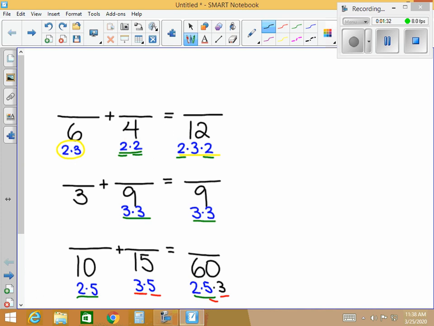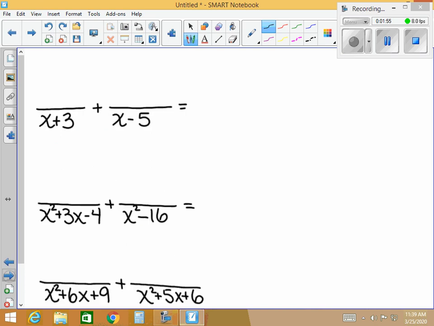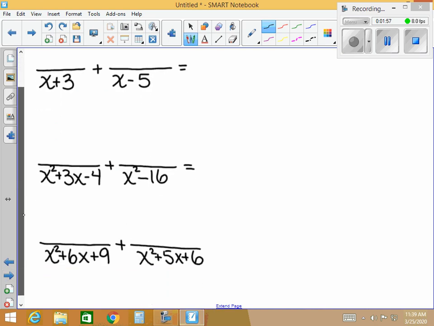Quick review: if we're going to build that common denominator, we take all of the factors from here and write them down right here. And then we have to make sure all of these are on the list, which is why both 2's had to be there. With numerical fractions, we multiply that back together to get 12 or 9 or 60. But we're going to leave them in factored form when we're working with our algebraic expressions.